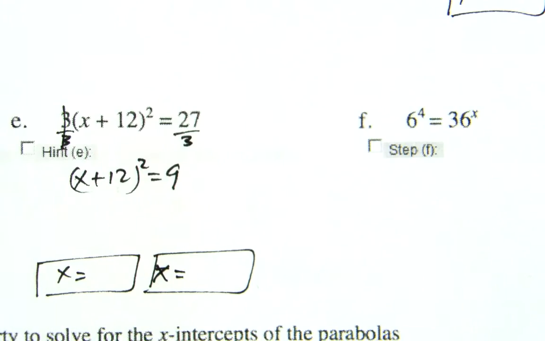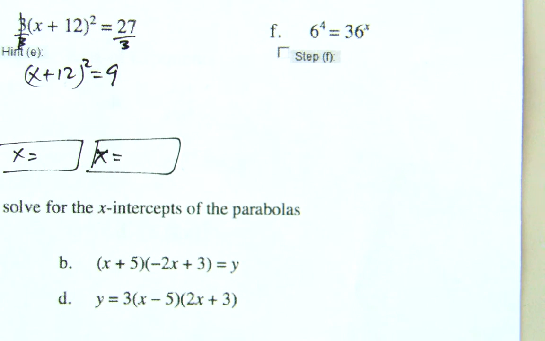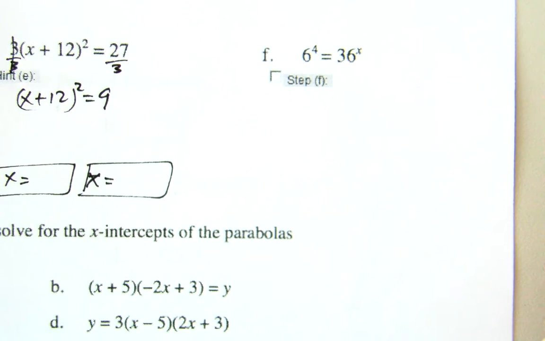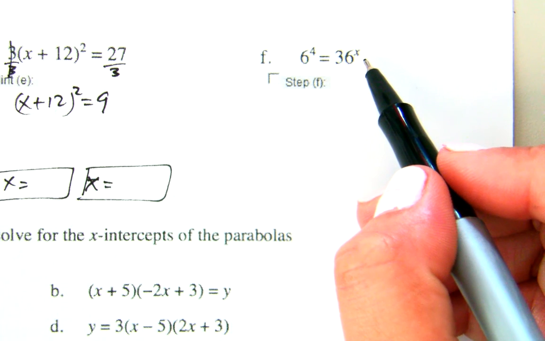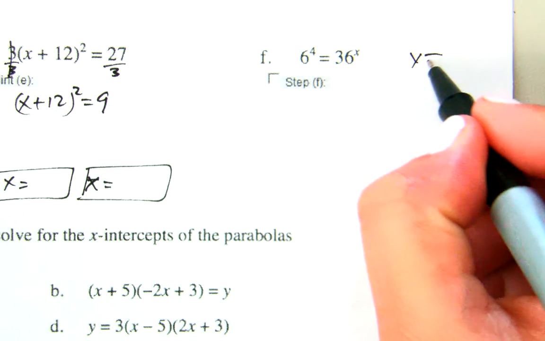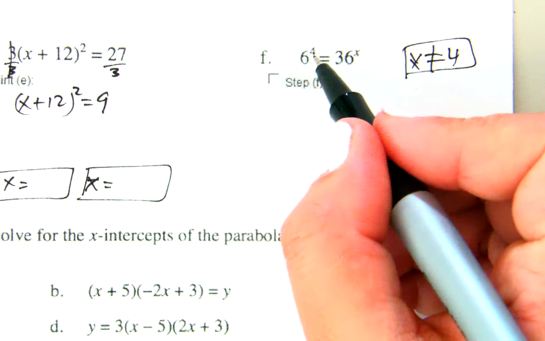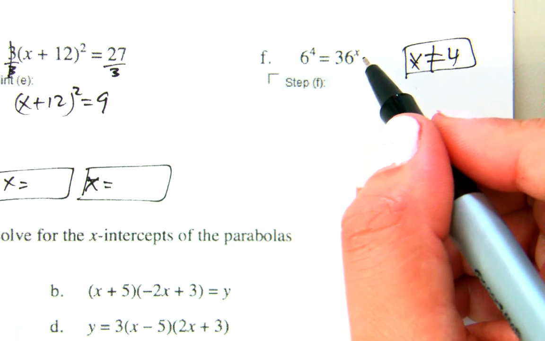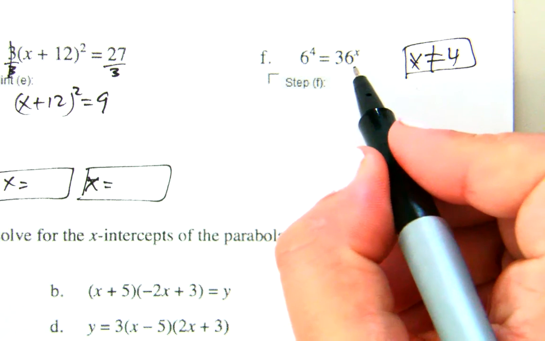Okay? And then the last one, part F, is something that you should have seen in Math 1. You're just solving equations by changing the bases. So this is going to be a little weird. 6 to the 4th, or 36, is equal to 36 to the x power. x is not equal to 4, by the way. That will not work out. And you can try it. If you do 6 to the 4th on the calculator and then 36 to the 4th on the calculator, is that actually going to come out to the same thing? And no, it won't. But what you could do is you could change this.